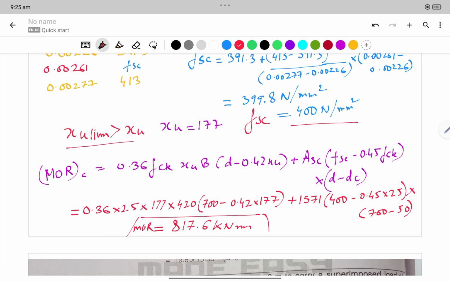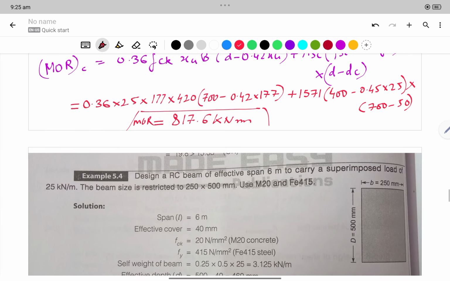So we are ending up the lecture here. There is another design of doubly reinforced. We will continue it in the next lecture. Okay.